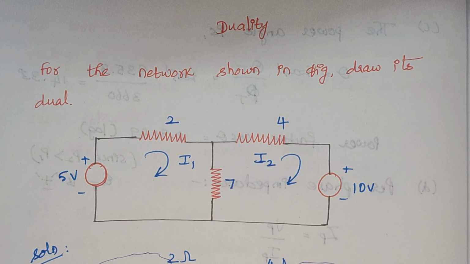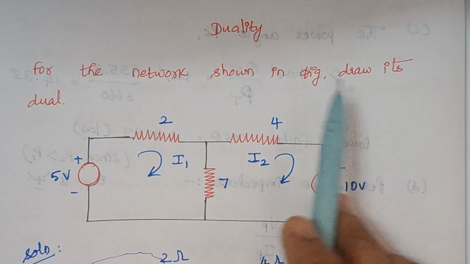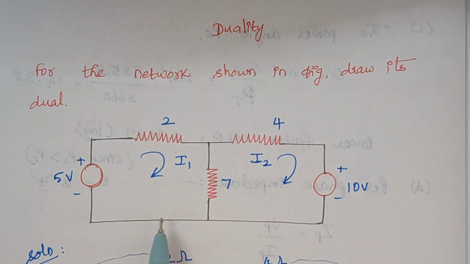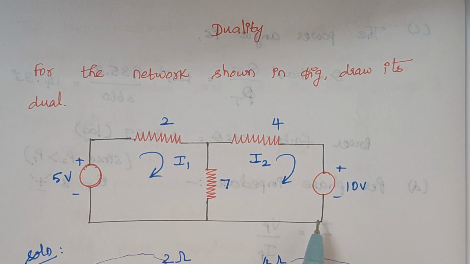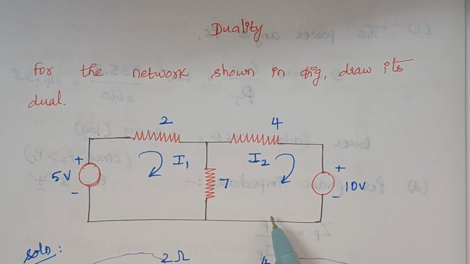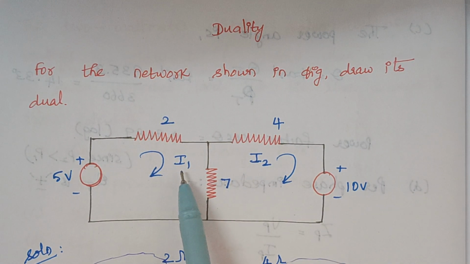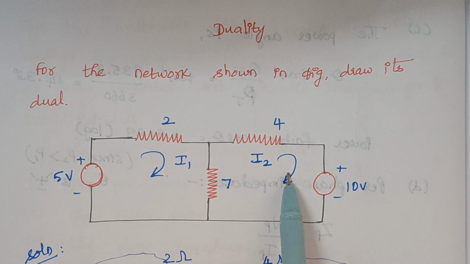So here the problem is, for the network shown in figure, draw its dual. This is your given network. This network has two loops, and the respective currents are I1 and I2.